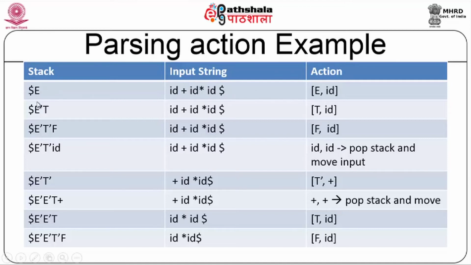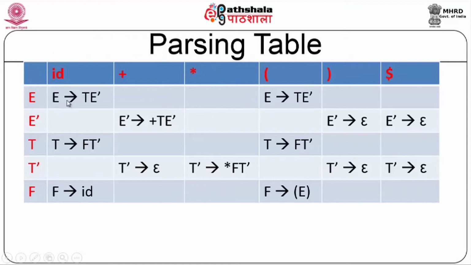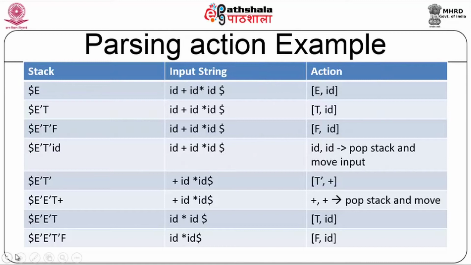Now, what do I do? I have to check the stack, which has E, and the input string, whose first symbol is ID. So, I am checking the action E comma ID. What does E comma ID mean? I have to look for the production in the parsing table. E comma ID basically says the production E produces T E dash. So, I have to pop this E and push T E dash onto the stack. When I am pushing T E dash onto the stack, T should appear on the top.